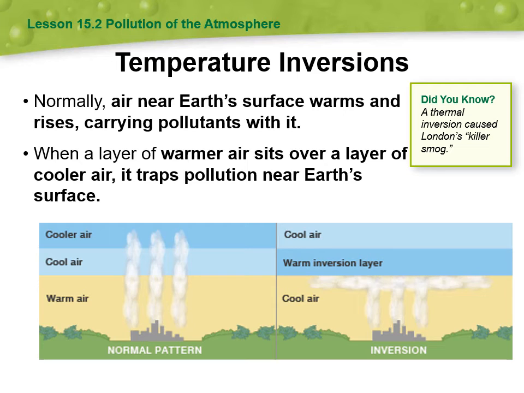So normally air near the Earth's surface is warm. And when it's warm, warmer air rises. So the warm air will rise up into the cooler air in the atmosphere, and this will dissipate some of that pollution up into higher levels of the atmosphere. And this is the normal thing that occurs.